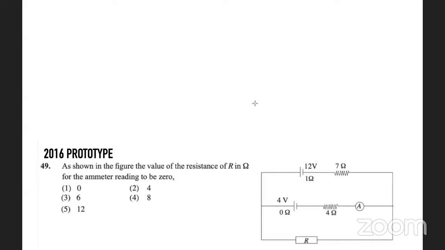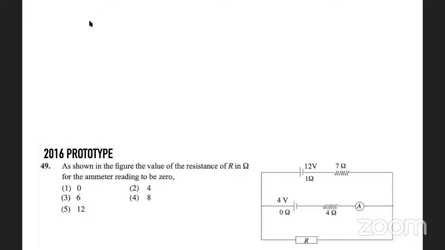First we start with the 2016 prototype paper, and let's see how we are going to apply Kirchhoff's law for this. First question: as shown in the figure, find the value of the resistance R in ohms for the ammeter reading to be 0. They have given you an ammeter, and they are saying the ammeter reading is going to be 0. So, there shouldn't be any current flowing through this path.